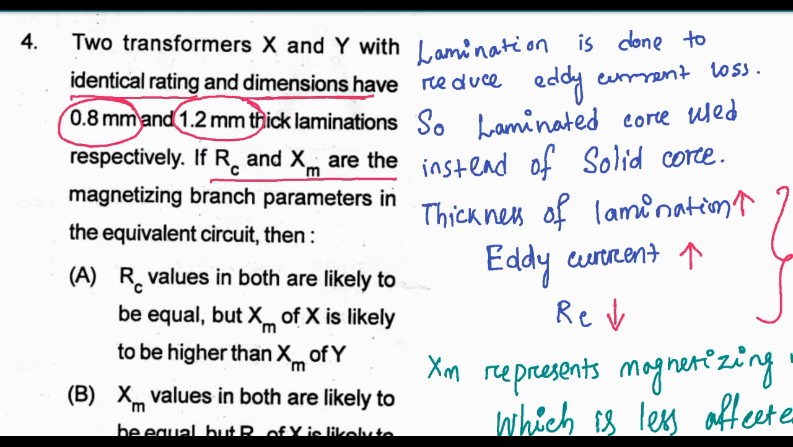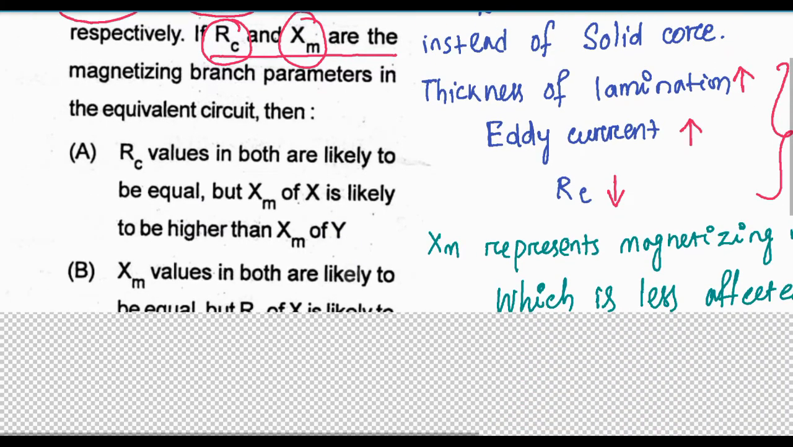I have already explained in question number 1 what the magnetizing branch parameters are. RC represents the core loss and XM is the magnetizing current parameter. So what will happen? Here the relation of X and Y transformers is given. So I am explaining. What are the options given?